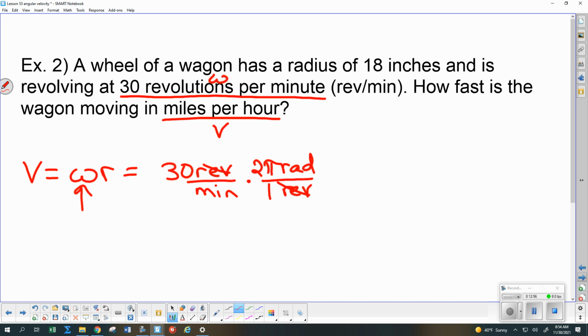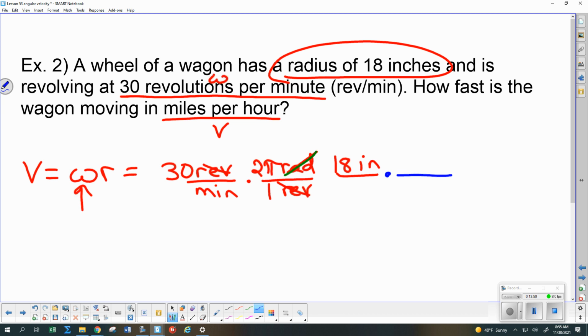I still need R, and read carefully. A lot of the time they give diameter. Which one do they give now? Radius. So I can just plug in the 18 inches also in the numerator there. Now I've plugged into the formula, and that's going to give me radians, which I can drop, inches per minute. And I need miles per hour. So we don't need the radians in there, we can drop that one. And now let's make this a regular unit multiplier problem. We need to change the minutes to hours and the inches to miles. It does not matter which one you do first, as long as you get both of them done.